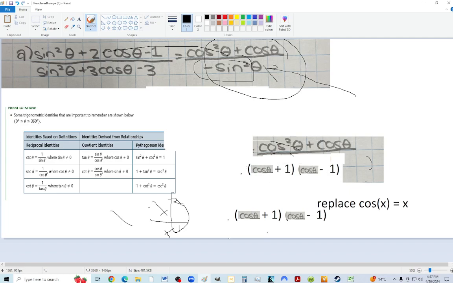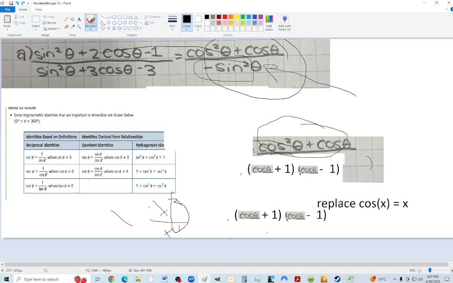And if you're not sure, expand it. Cos times cos is cos squared. Minus cos plus cos, they nullify, minus 1. You get cos squared minus 1, which is the same as minus sine squared. But remember, we're not going to alter the right. I'm just showing you how we can figure out how to get there. So that means, remember, I had to convert this to cos squared to get there. And then I had to factor it.